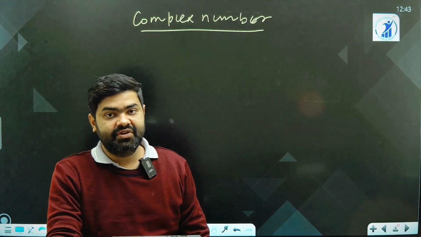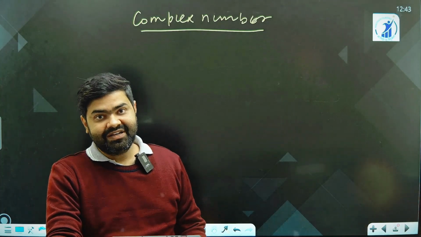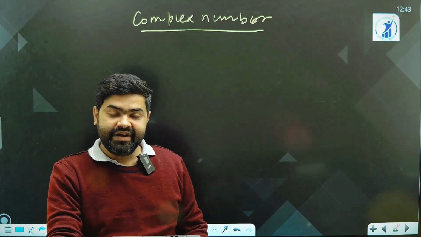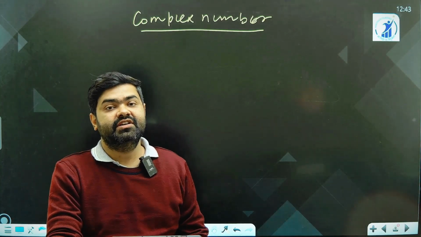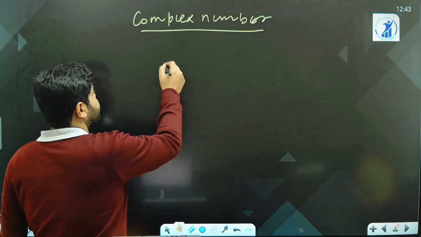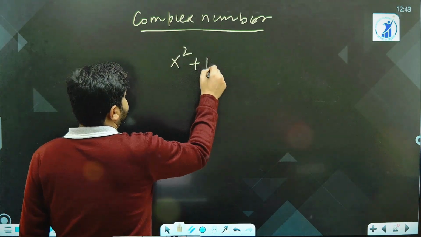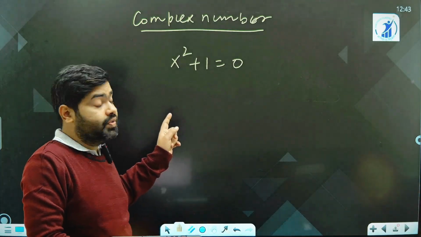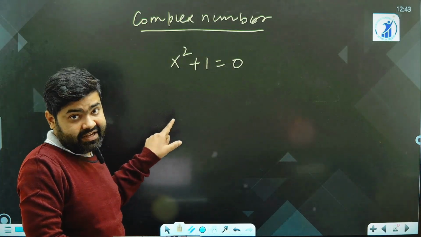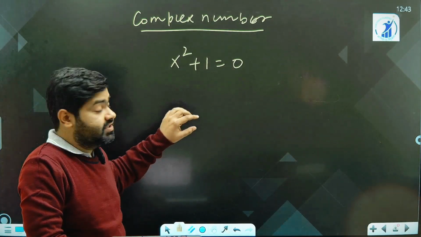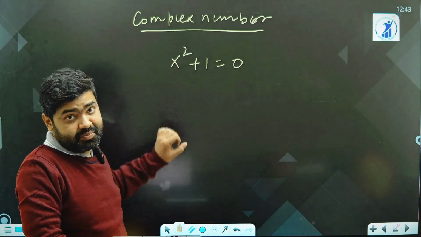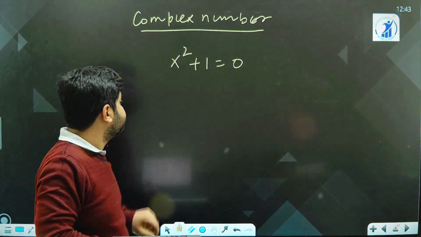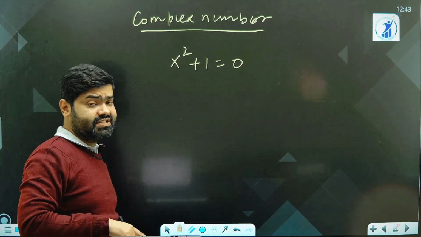So today we are going to discuss complex numbers. What is a complex number? Before that, we will study the imaginary number. Here, x square plus 1 is equal to 0. There is no real number x which satisfies this equation, because we know that x square is a positive quantity. So how do we solve this equation?